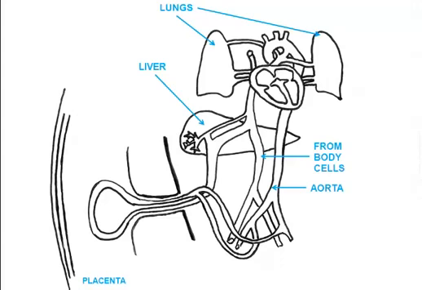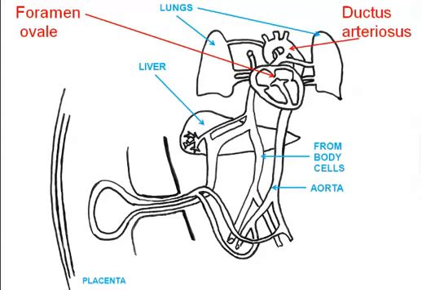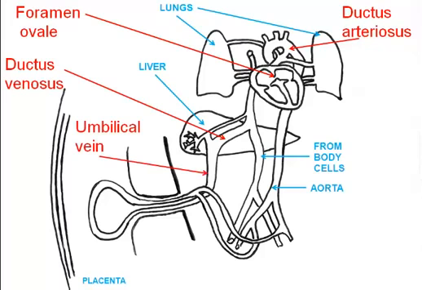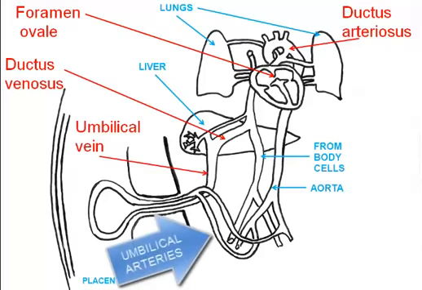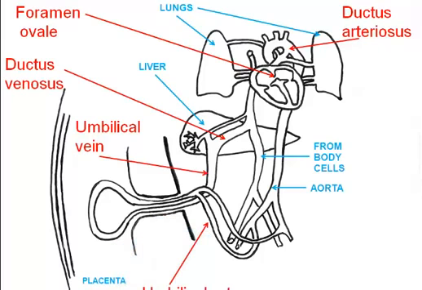There are also some modifications. There are 4 major modifications in fetal circulation. One is the foramen ovale, a hole in the septum between the right and left atrium. The ductus arteriosus, a connection between the pulmonary arteries and the aorta. The ductus venosus, which we'll discuss in a moment. And of course the umbilical vein and the umbilical arteries.